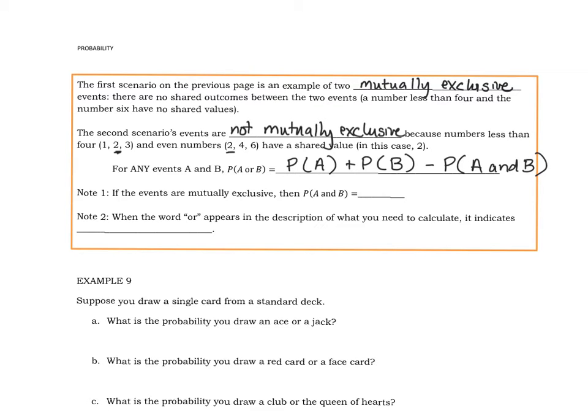So if the events are mutually exclusive and I need to correct this, it will be corrected on your notes by the time you get them. At least I hope they will be. I hope I don't forget because I'm just now catching this.